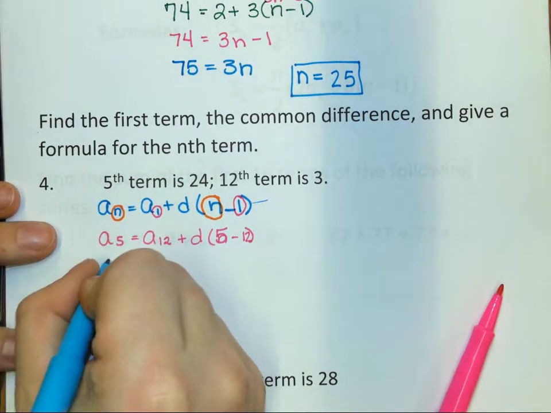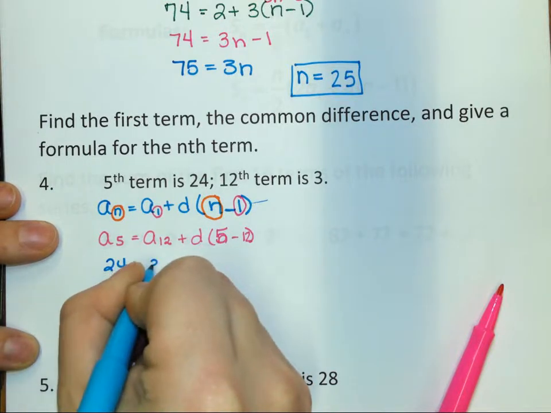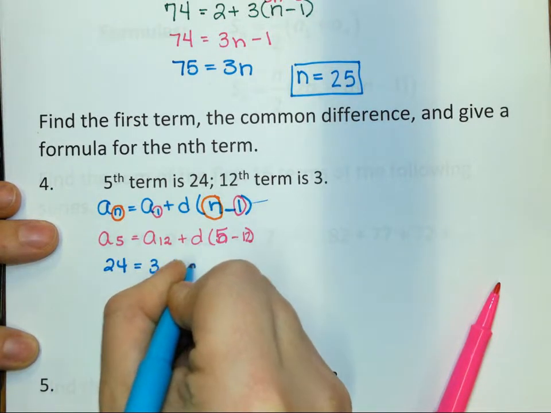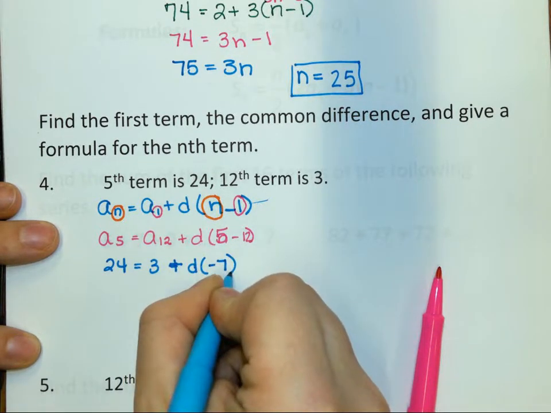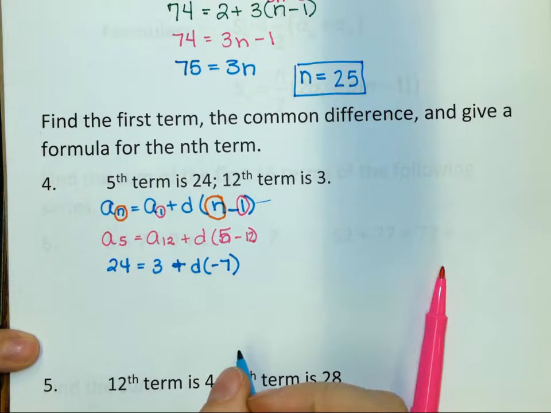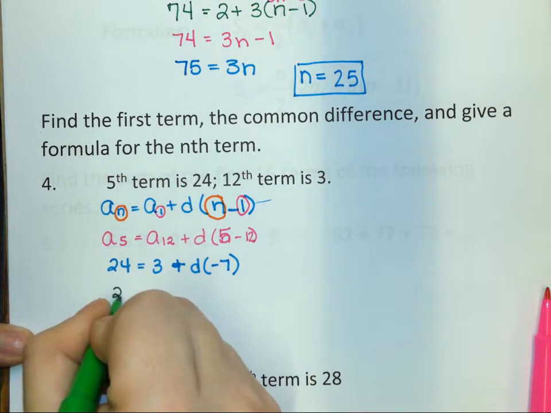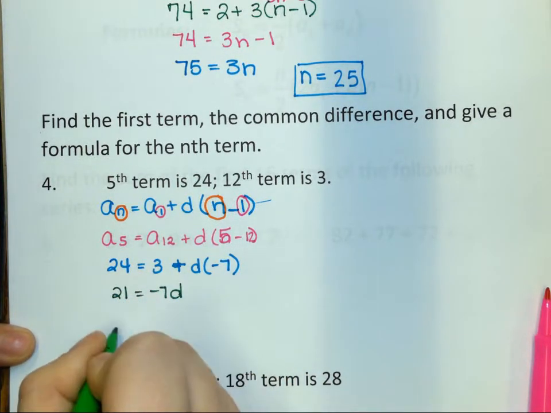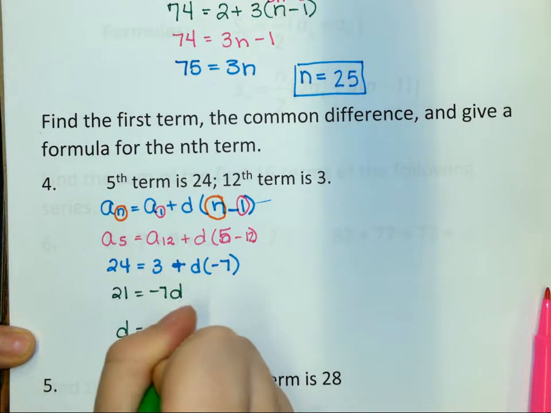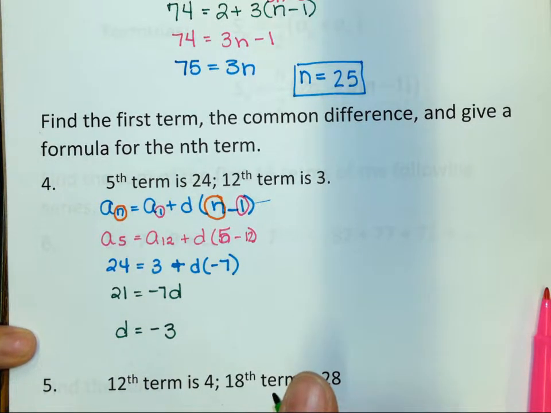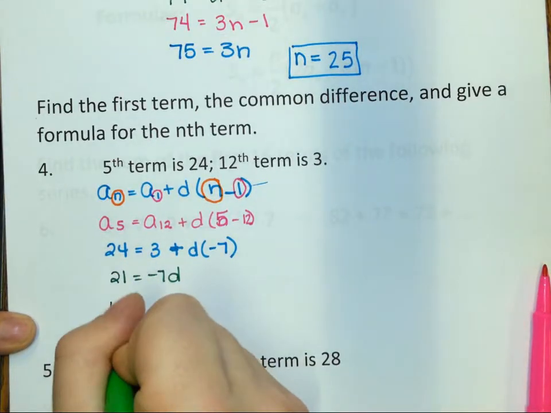Now, the 5th term was 24. The 12th term was 3. Plus the difference times, what is 5 minus 12? Negative 7. So then we just solve. How do I solve this? Subtract 3 and divide by negative 7, and what's the difference? Negative 3. That means we're subtracting 3 each time. So I found the difference.